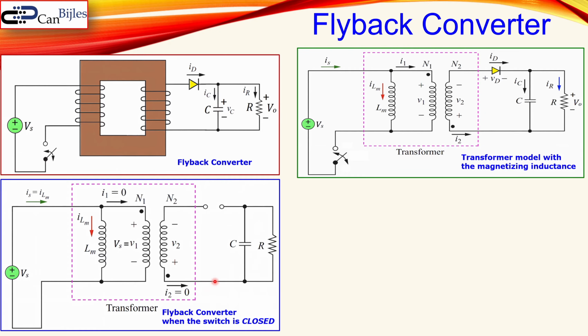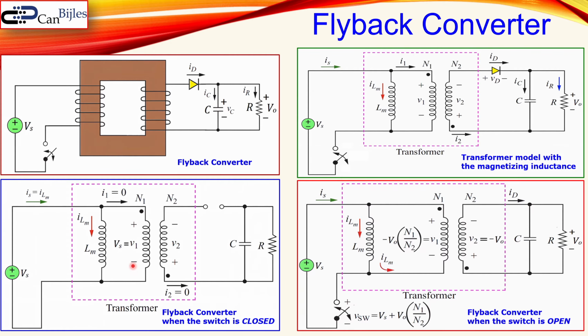That's the first situation here. Since there's no current here, there will also be no current there for I1 because I2 is 0. So that means the IS here, the source current, is only the magnetizing inductance current that is not going through here.